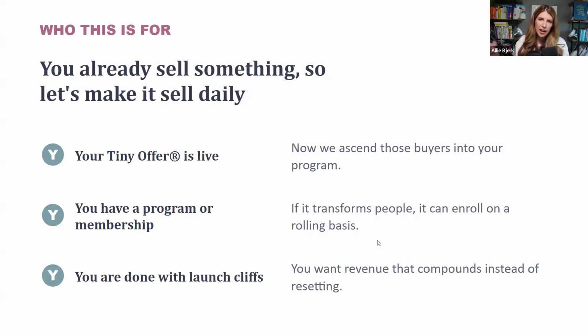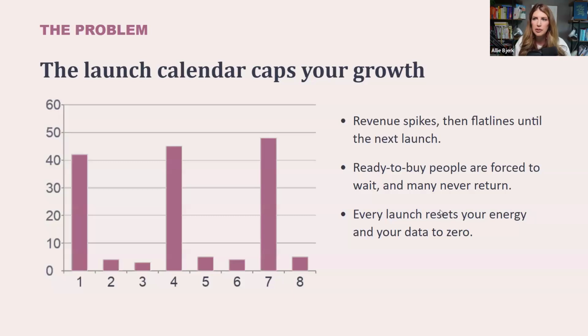And then you can just start stacking the revenue month over month or even week over week, or just ongoing on that evergreen cycle, instead of having that launch feast and famine, which is what I see a lot of people have when they come into it. The problem that I see with a lot of clients who have been trained in the typical launch model is that the calendar is capping their growth. So there's revenue spikes and then it flatlines until their next launch.